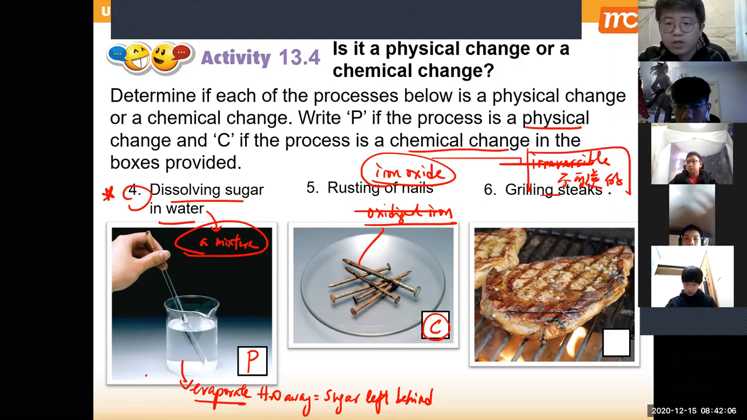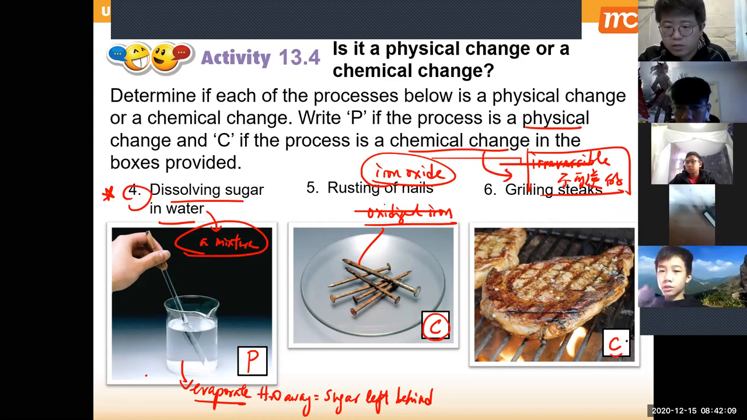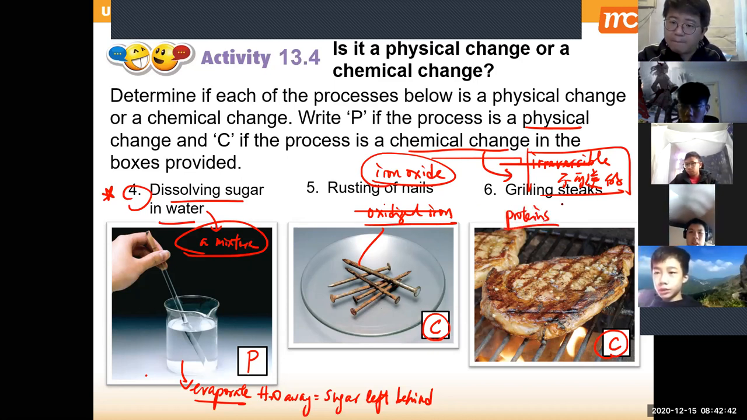Okay, so chemical change. Yes. What happened to the meat from raw to cooked, right? So you cannot go back, put it back into the refrigerator and turn back to raw meat. Now, it is different from chocolate, right? While you break the chocolate into pieces, I melt it and remove it, okay? And the whole process is just physical change because I change the state from solid to liquid, a liquid back to solid. But for grilling steaks, it's something different. It is because you are going to heat protein, 蛋白質.